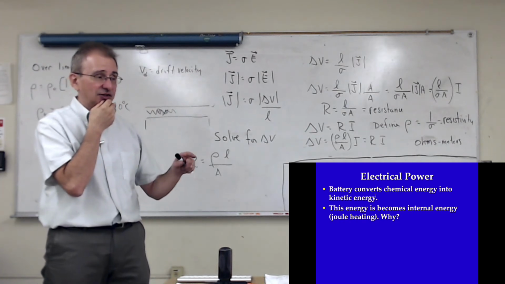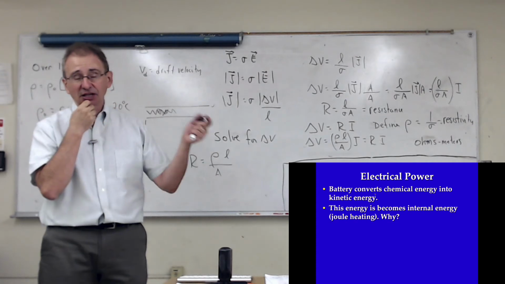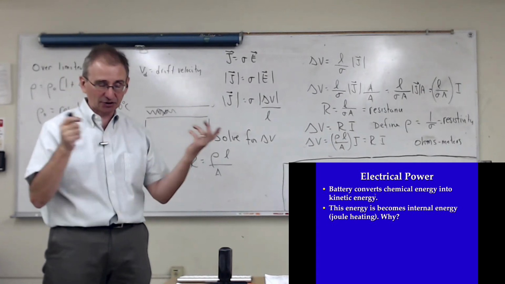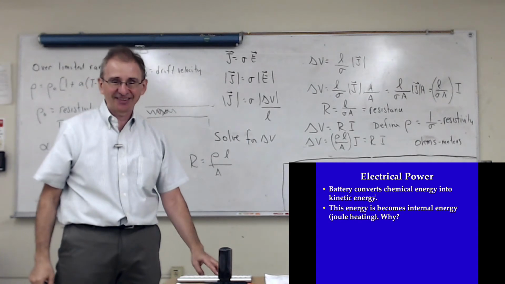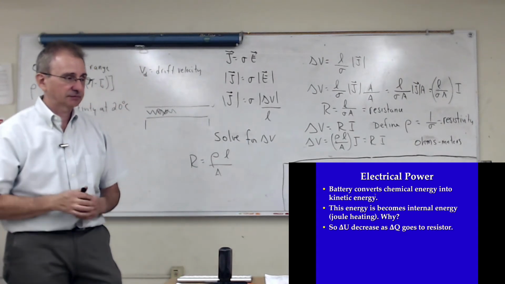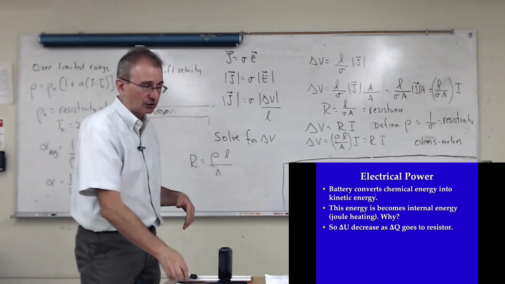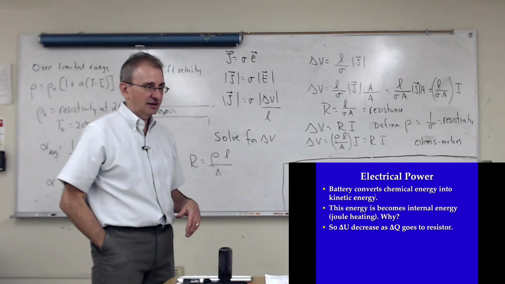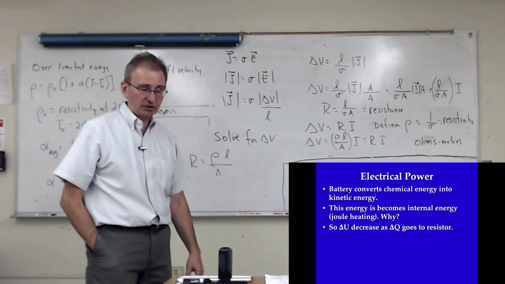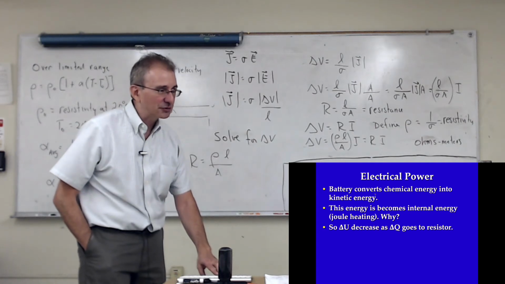And this energy is lost as the electrons go through the wire. And you can see that because if you turn the switch off, if you remove the battery, the electrons stop moving immediately. Okay, the light goes off. So as delta U decreases, that energy goes into the resistor. I think I have a mistake in my notes.